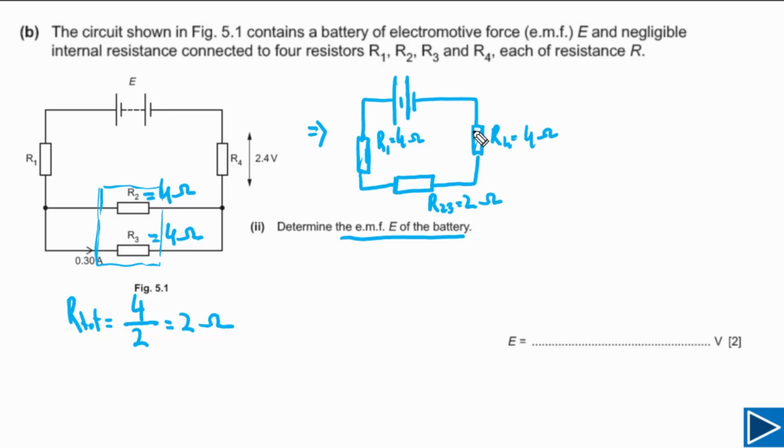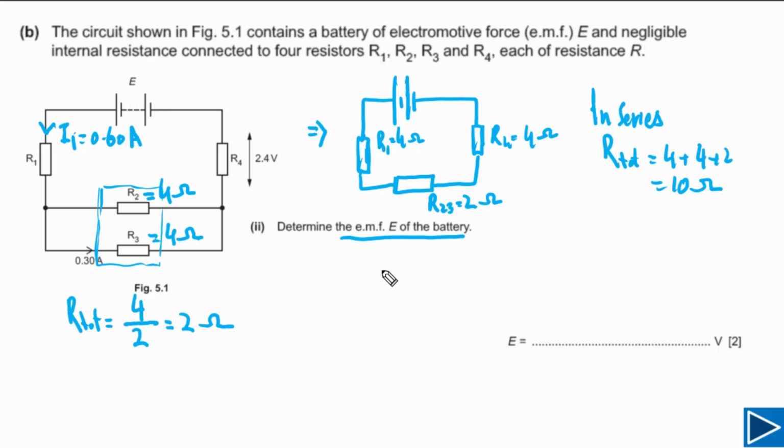Now these 3 resistors are connected in series. So the total resistance is simply the sum of these resistors. So the total for this circuit will be equal to 4 plus 4 plus 2. So simply this is equal to 10 ohms. So this is the total resistance of the circuit. And the current in the circuit we have already calculated. I1 was equal to 0.60, and this is the current passing through the battery.